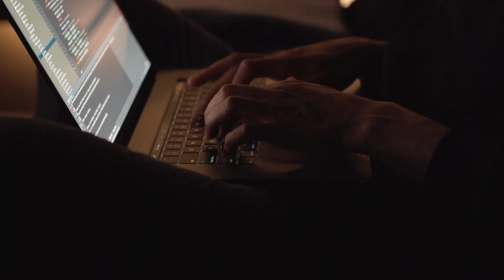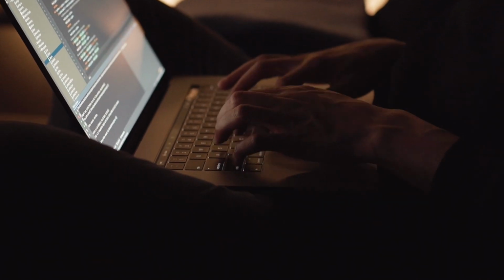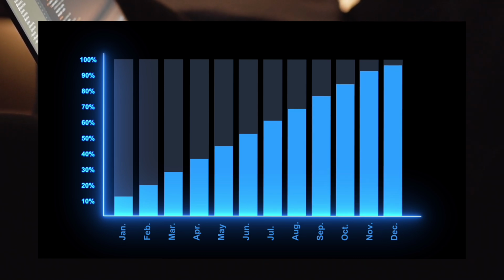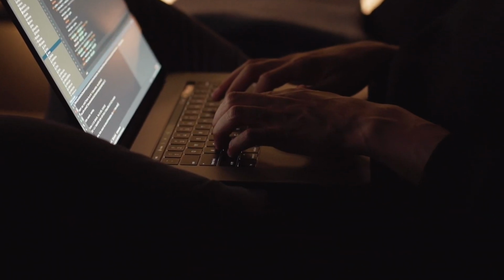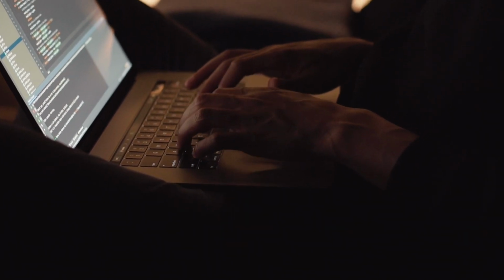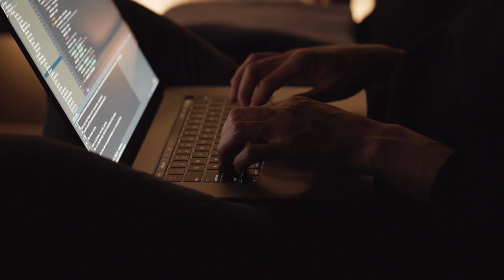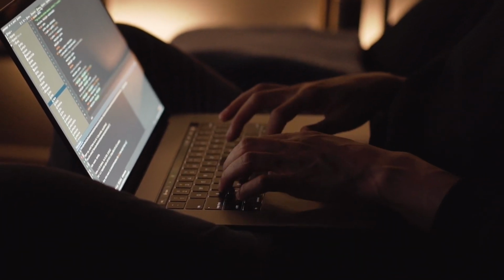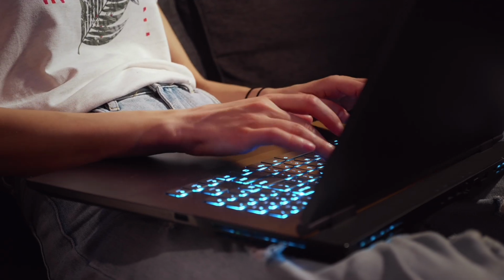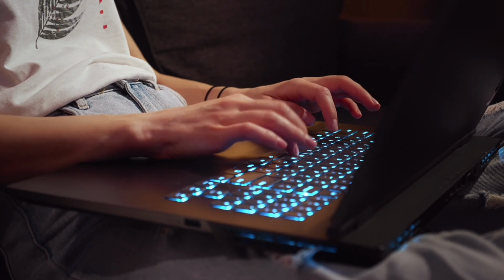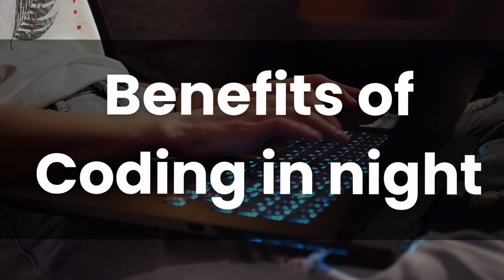Before knowing about the benefits of night coding, I was a day coder. Now, let's see this chart of my productivity in night and day. But I know that the productivity of coding at night or during any specific time of day can vary greatly from person to person. Whether coding at night is more productive for you depends on your individual preferences, energy levels, and lifestyle. Here are some considerations to keep in mind. Let us see some benefits of coding at night.